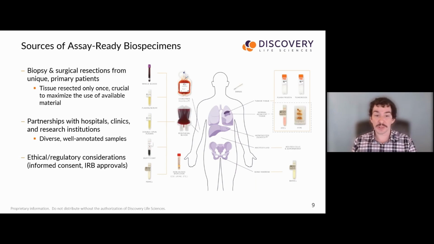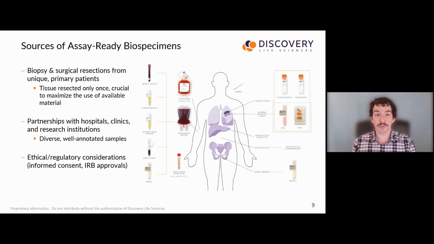So here's how we secure these high-quality, assay-ready biospecimens. This graphic represents the assortment of tissue and biofluid specimens we regularly collect and bank. I'm going to focus on our tumor tissue collections over here in the top. We begin these collections with surgical resections of biopsies from primary patients. And these are often a one-time opportunity to collect these precious, unique tissue samples.